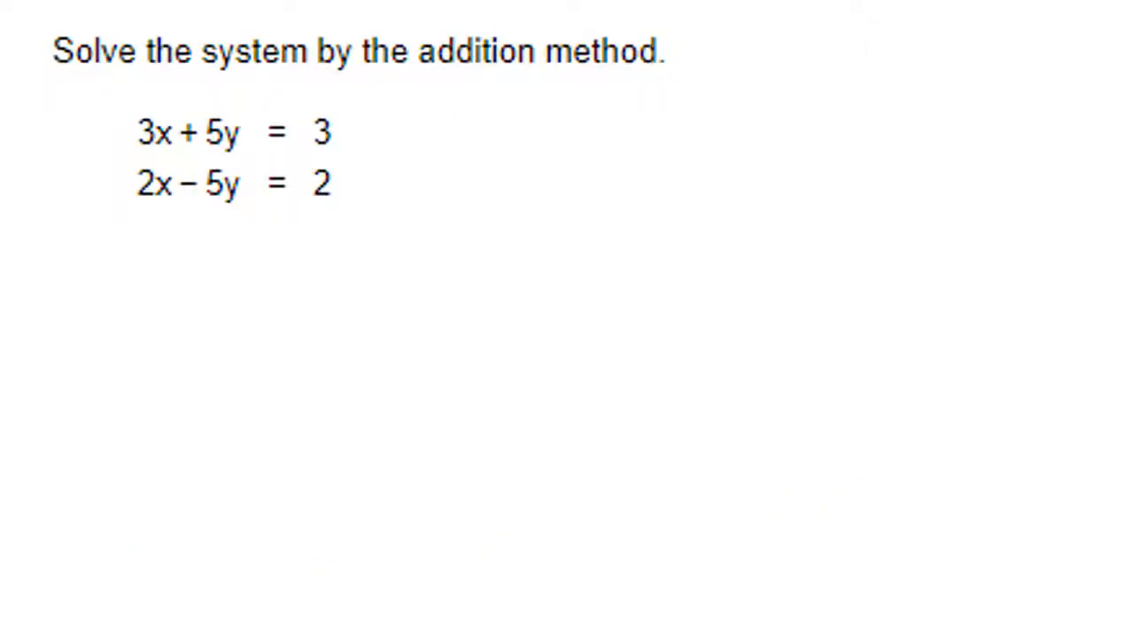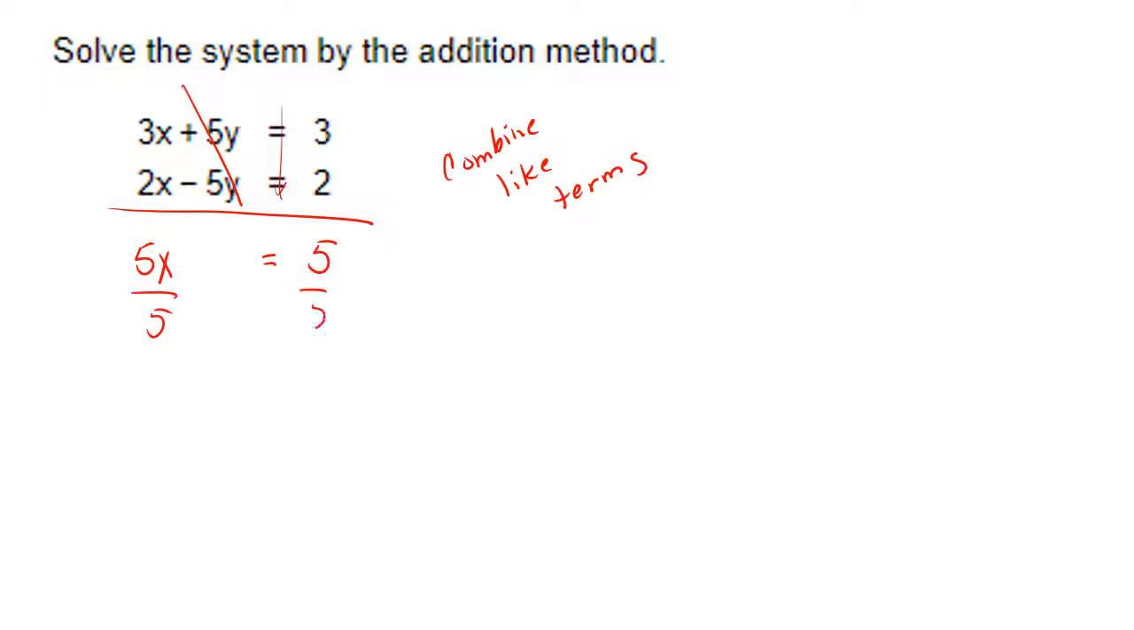Here's an example. Everything is lined up: the x terms, the y terms, the equal signs, and the numbers. So just add the like terms straight down. So combine like terms in this vertical format. 3 plus 2 would give me 5x. However, positive and negative 5 are opposite, so they cancel. 3 plus 2 equals 5. Now I solve by dividing, and x is equal to 1.